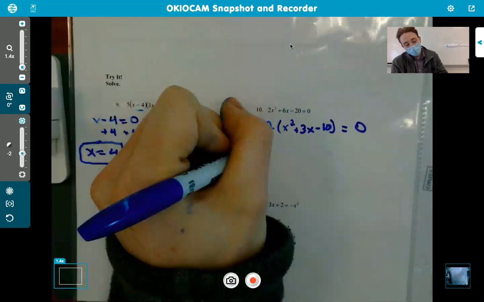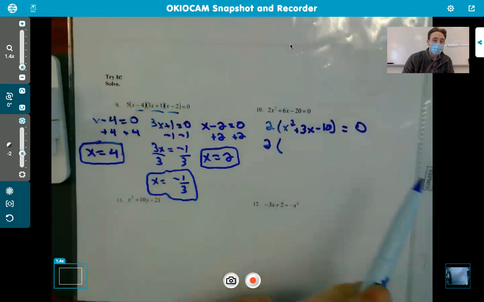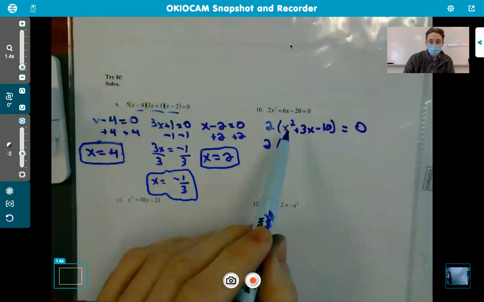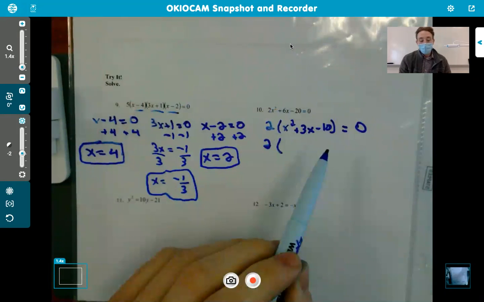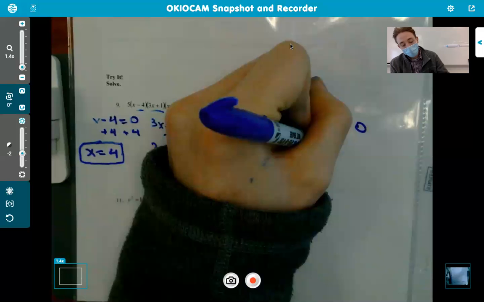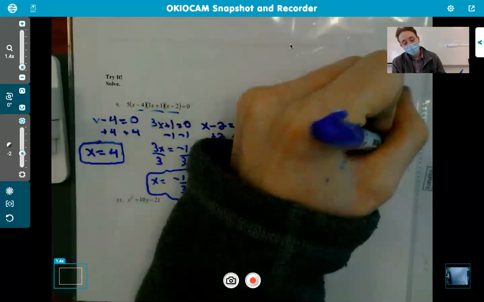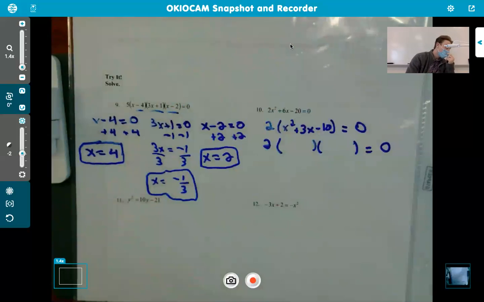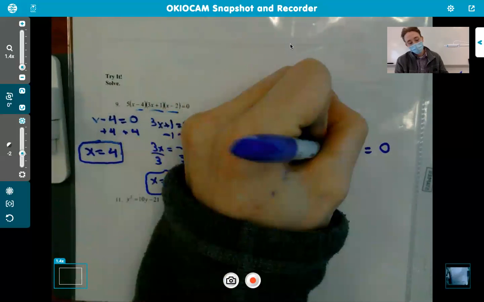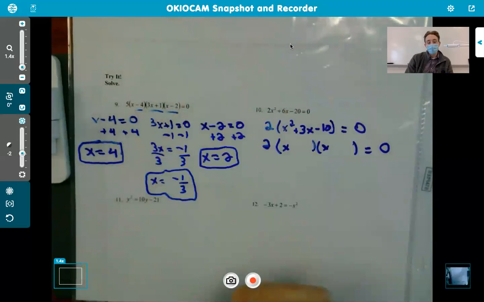Now I'm going to keep that 2 on the outside, and I need to think about everything inside my parentheses. Well, I'm not going to have a GCF again, because otherwise I would have already taken it out. I want to go to my next factoring methods. I don't have a special pattern. And the number in front of my x squared is just 1. So I need to factor this normally. Okay. I know I'm going to have an x and an x. And I'm going to think about factors of 10 that will multiply to give me negative 10 and add to give me a positive 3.